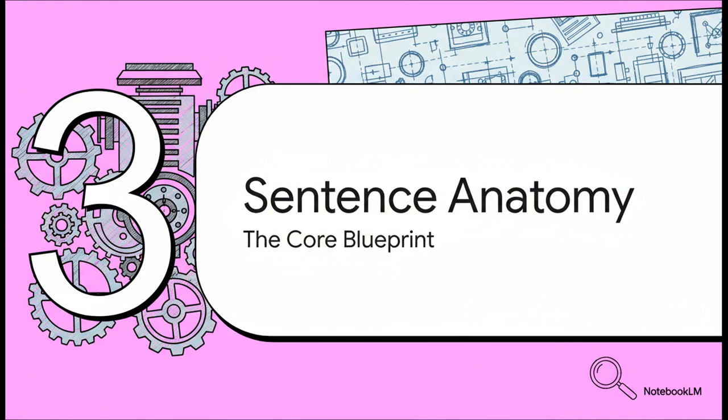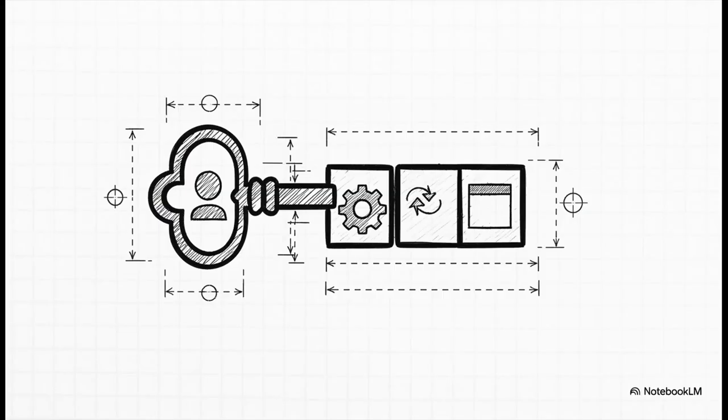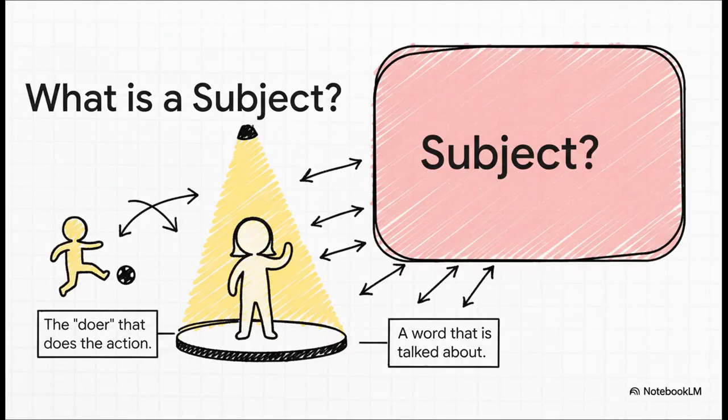This is that core blueprint we've been talking about. And there it is. This is the master key to everything. The simple formula: subject plus verb plus an object or a complement. If you can learn to spot these three parts, you can unlock the meaning of pretty much any sentence you come across. So let's break that down.